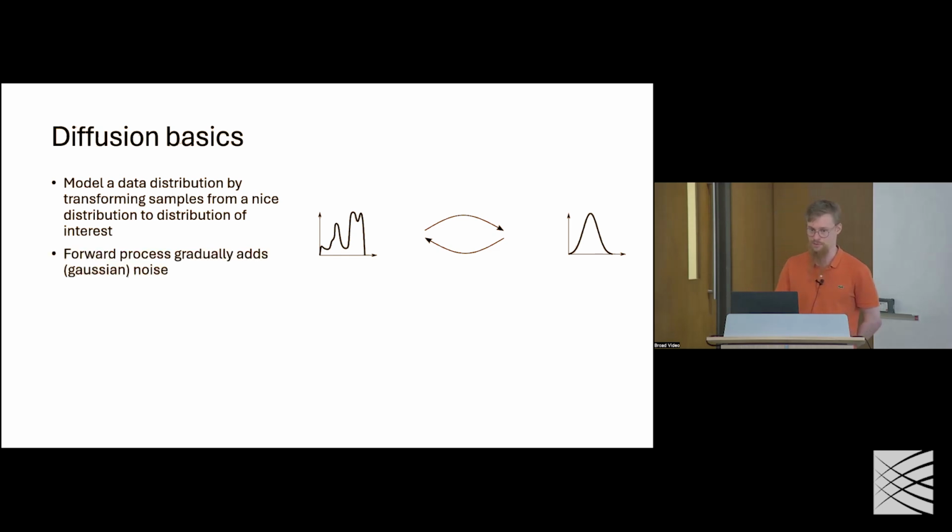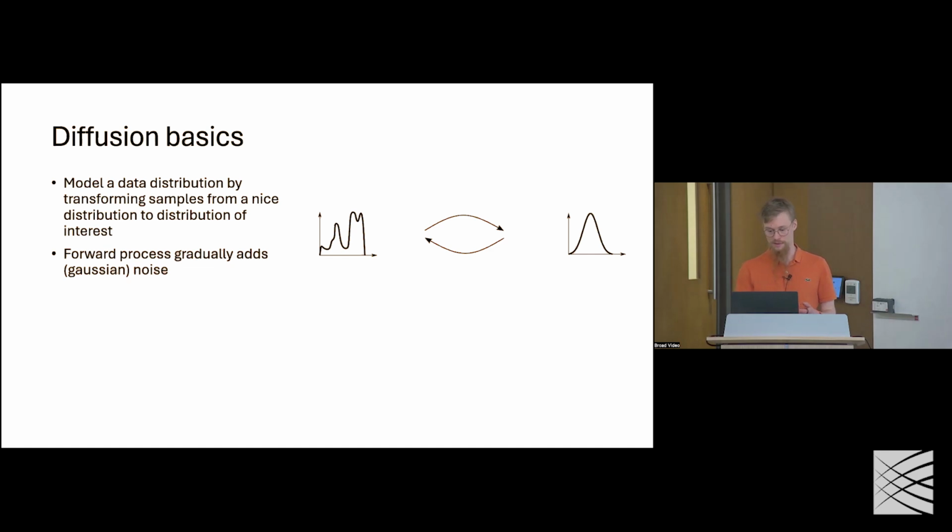So going from the distribution of interest or the data to the easy distribution is quite easy. We can just gradually add Gaussian noise. This is called the forward process. Here we can choose whether we add a lot of noise in the beginning, middle, or end, and then what sort of Gaussian we come to. So this is the noising schedule that we can choose.